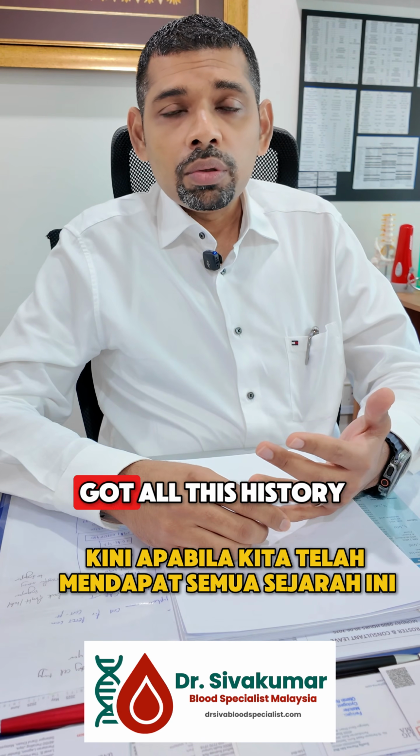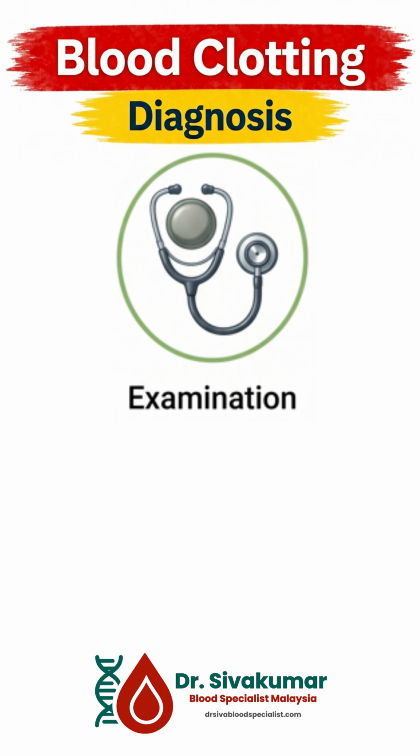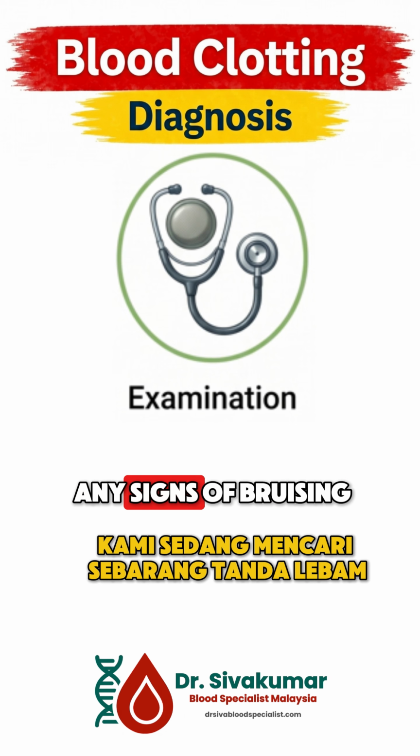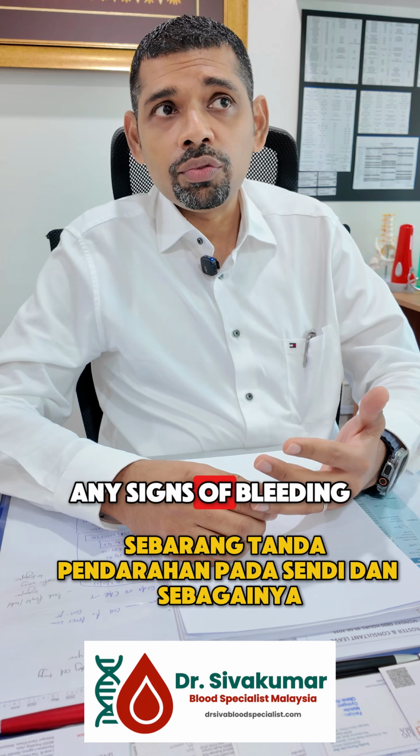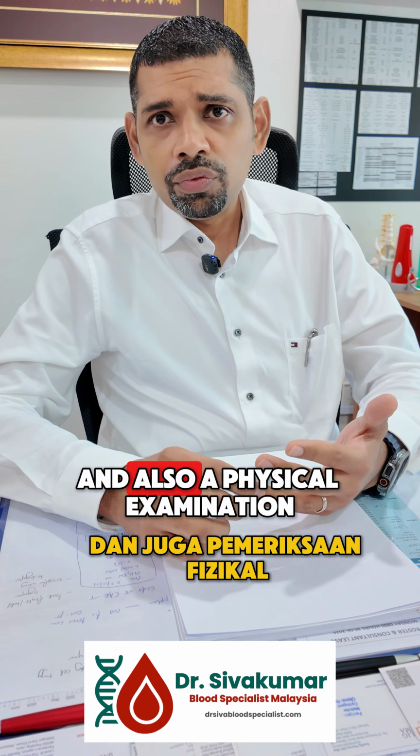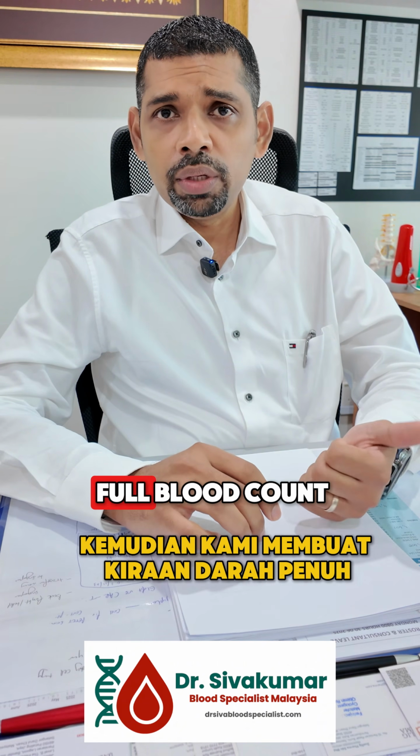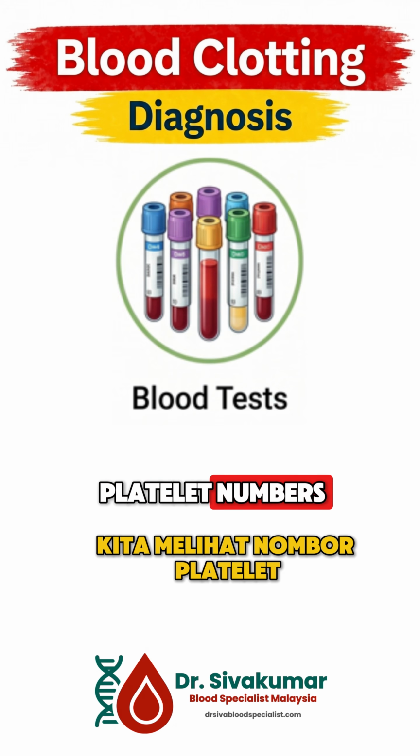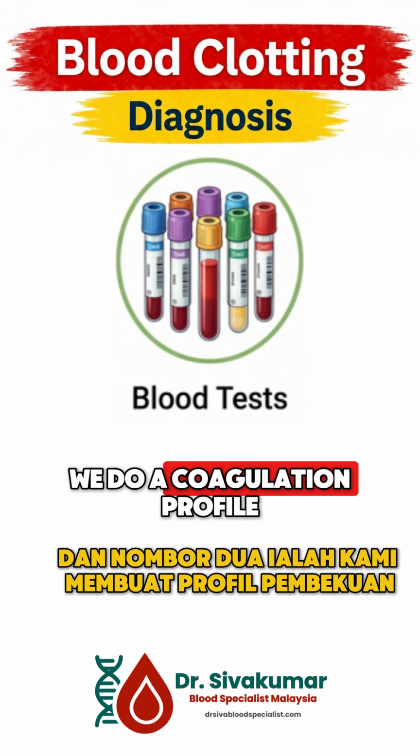Now, once we have got all this history, the next thing we do is a proper physical examination. We are looking for any signs of bruising, any signs of bleeding into the joints and so forth. Once you have a detailed history and also a physical examination, then we do a full blood count. We look at the platelet numbers. And number two, we do a coagulation profile.